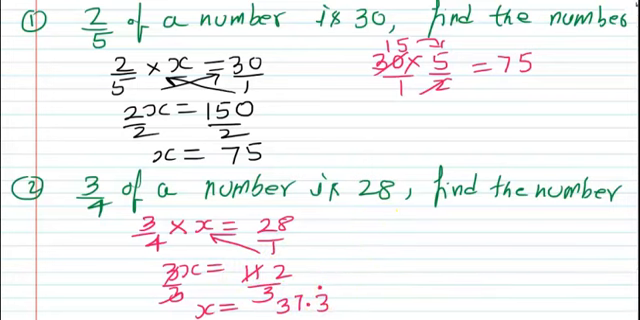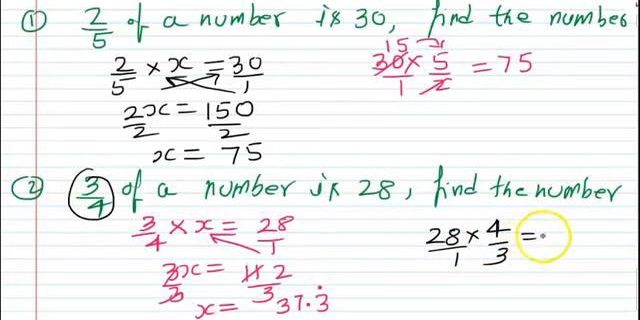Or if you want to use the shortcut method, just write down 28 here and flip this 3/4 as 4/3. Right? And you can multiply. Again, you are getting the same thing because you can't simplify 28 by 3. So it should be 112/3, that is 37.3. Is that okay? Thank you.